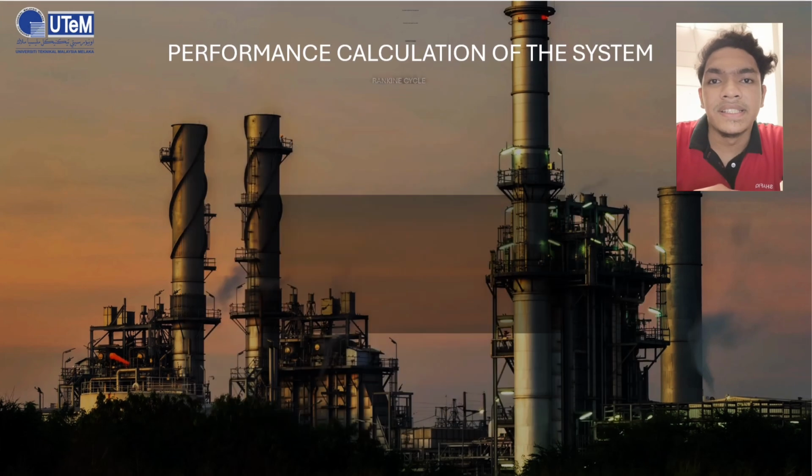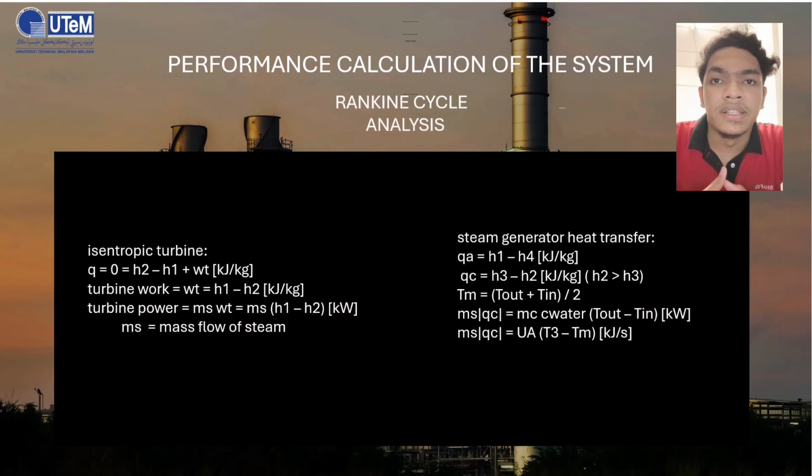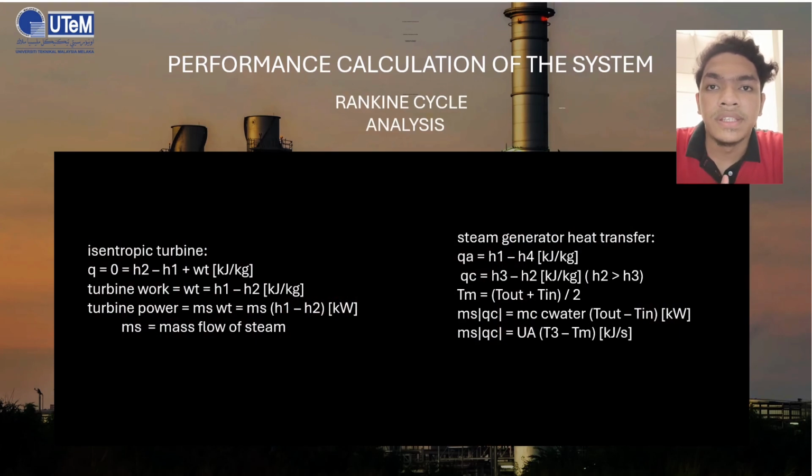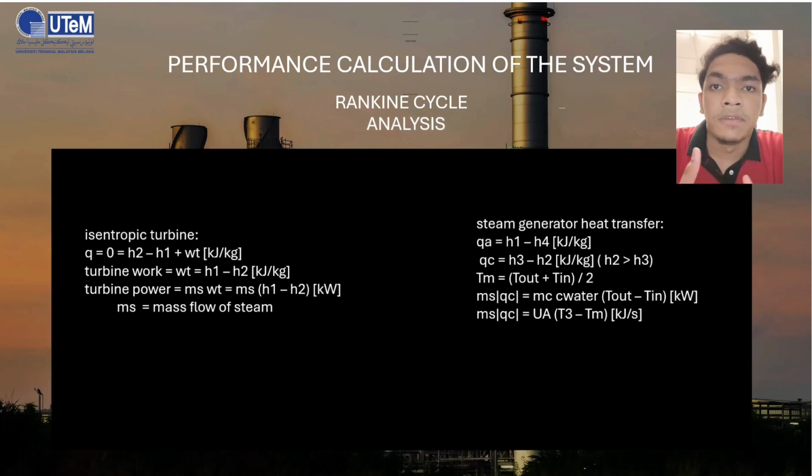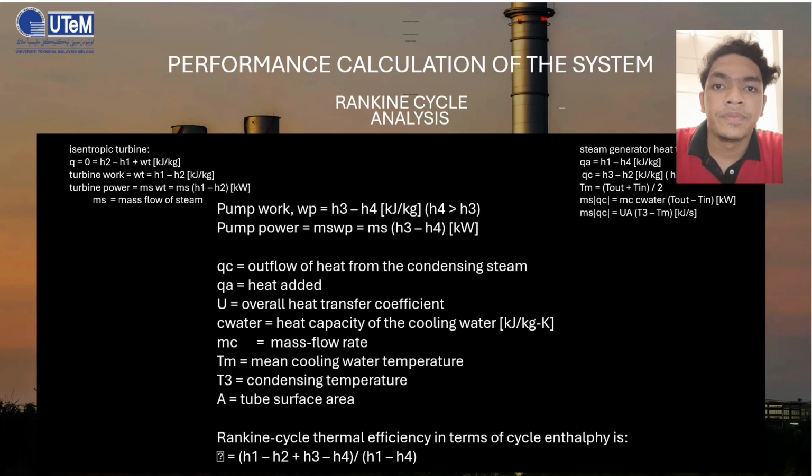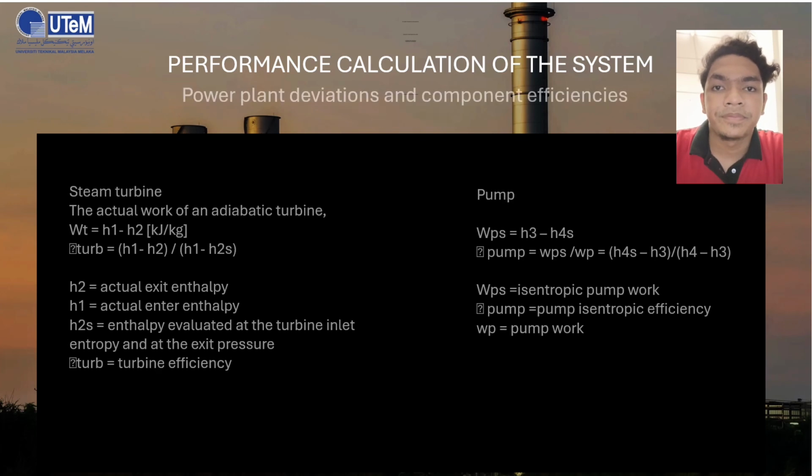For the Rankine cycle analysis, by applying the first law of thermodynamics to the isentropic turbine, we can find the turbine work and turbine power. When we apply the first law of thermodynamics to the steam generator heat transfer, we can find the pump work and pump power here, and other heat transfer formulas. Lastly, we can find the Rankine cycle thermal efficiency in terms of cycle enthalpy by using the formula given.